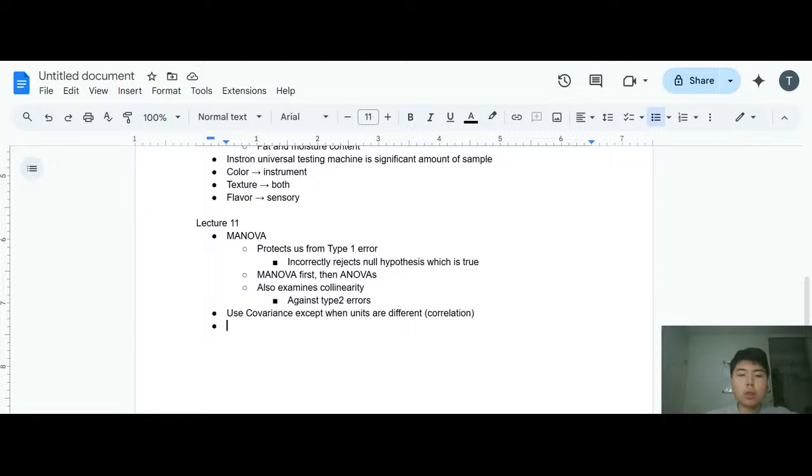So essentially, what is factor analysis? Rank reduction is finding the number of important factors. Okay. And factor interpretation.